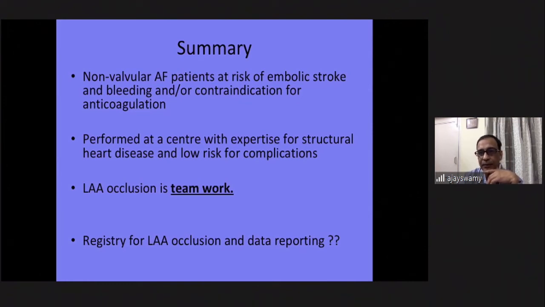Every part of the team must know exactly what he's doing, and we all come together and work together. Ideally, I think we should have a registry for occlusion and data reporting, although it will be driven 60% by what Dr. Ranjan is doing and 40% by what Dr. Hazra is doing. But there are several other of us who have a little bit of information, and I think the time has come for us to actually push this therapy, because we have around 250 patients on follow-up with non-valvular AF.